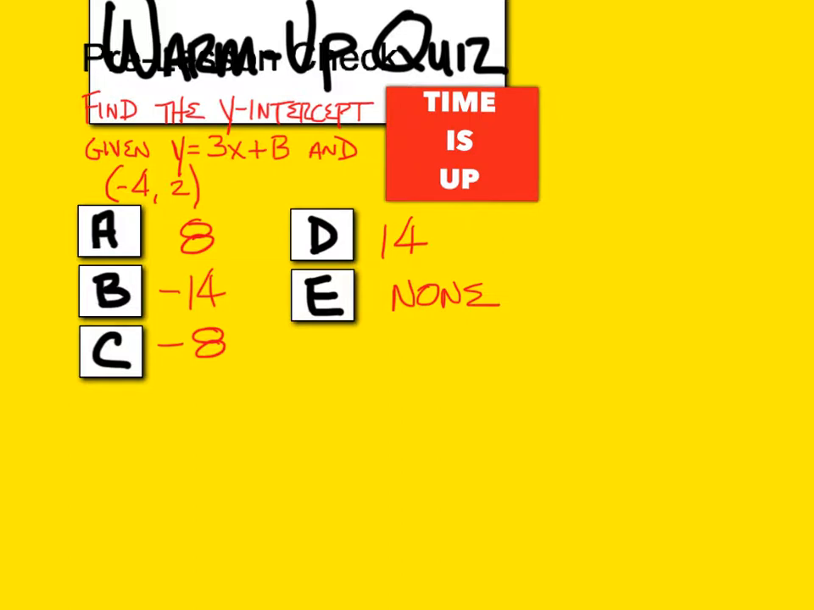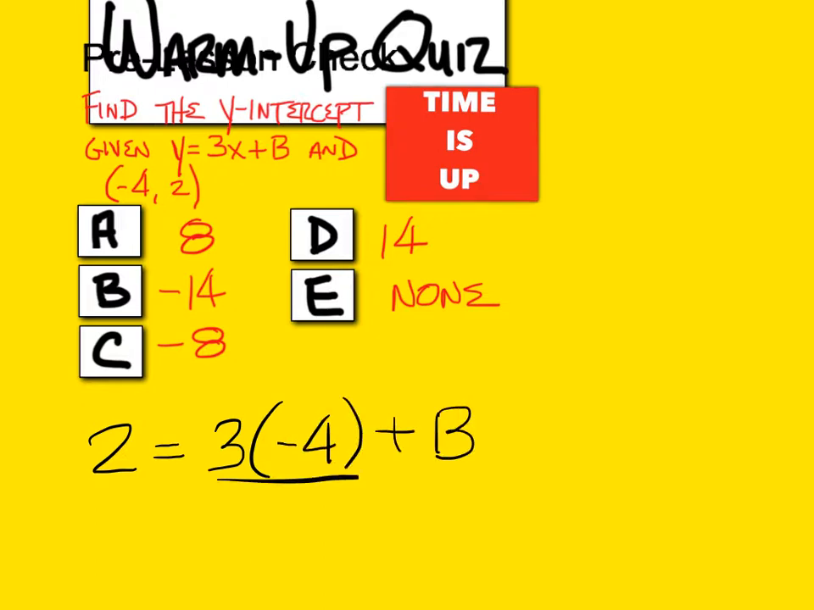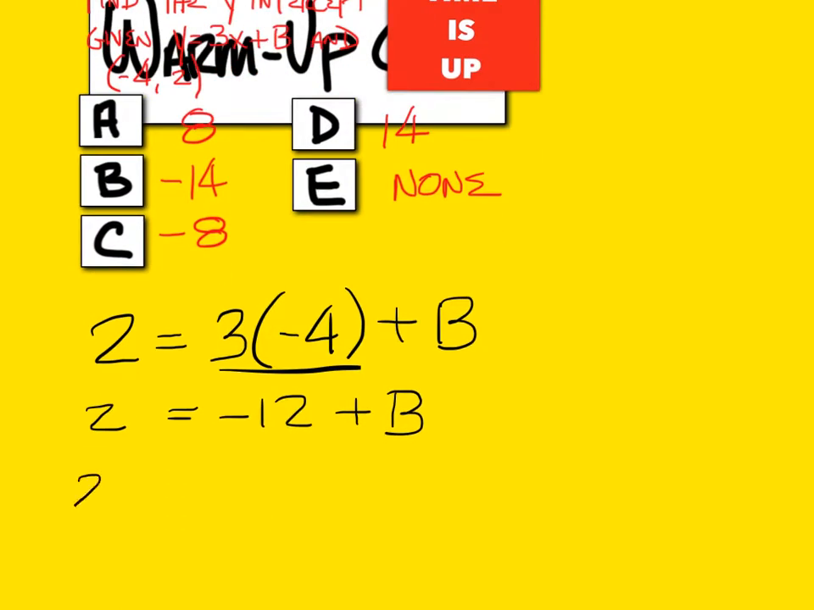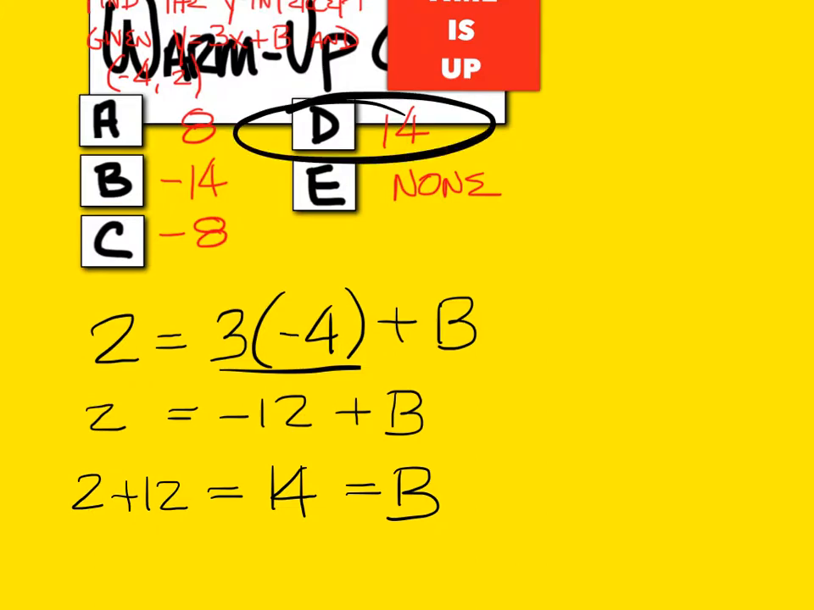This one, you're given the equation and the point. Y is 2, x is negative 4. Multiply these two together to get a negative 12, and then move it to the other side. When you do that, you come up with 2 plus 12, which is 14, which equals B. And 14 is D, as in dog.